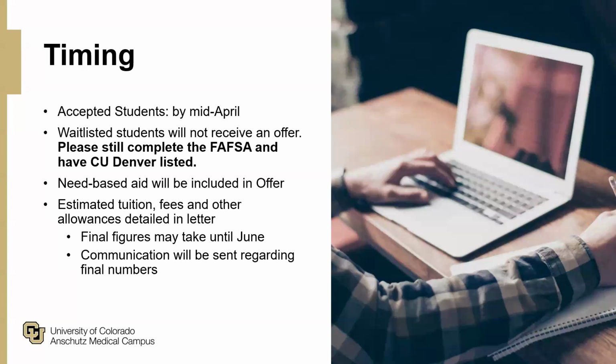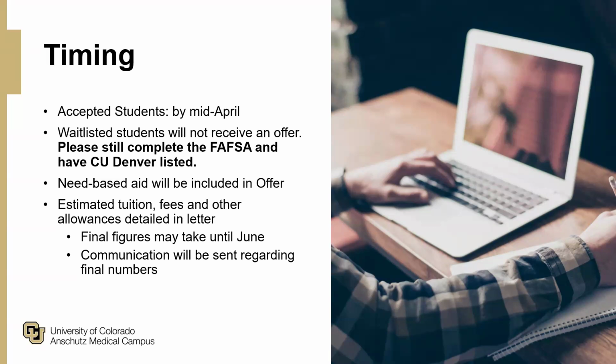Understand that, unfortunately, if you are a waitlisted student, we will not be able to make a financial aid offer. Offers are only made to accepted students. However, if you are waitlisted, I would encourage you to still list University of Colorado Denver as a school that has permission to gain access. In the event that you are accepted off the wait list, we can then move forward with making an offer as quickly as possible. Now, when you fill out that FAFSA application, we're going to automatically consider you for any need-based financial aid that you will potentially be eligible for. That will be shown in the offer.